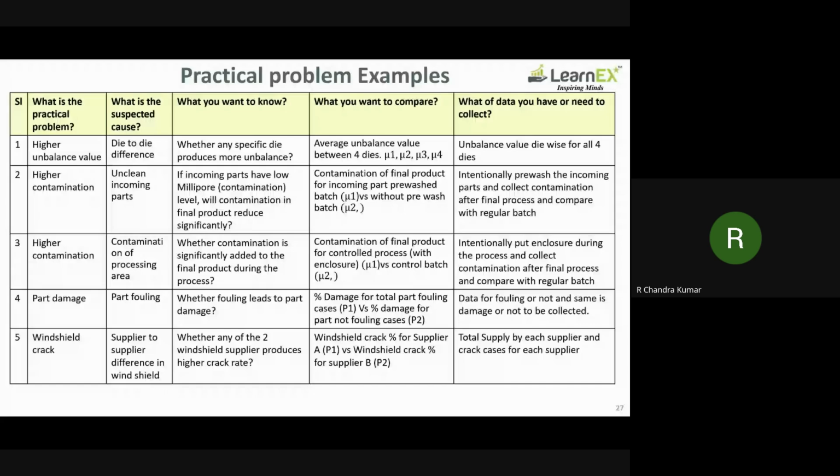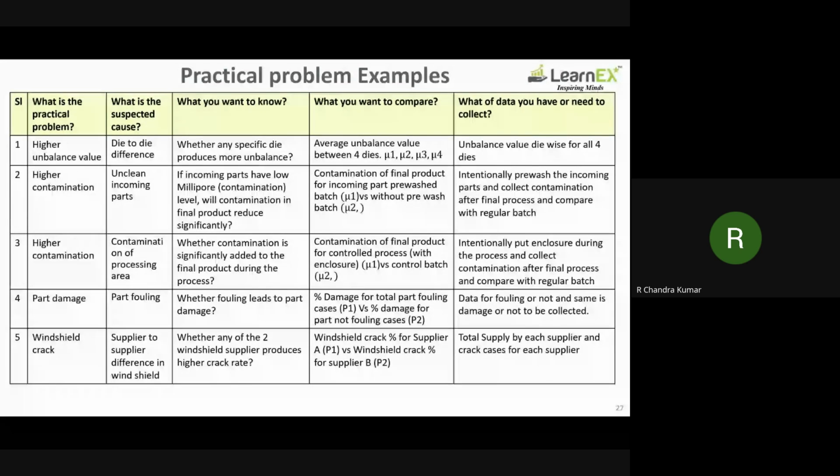Then I can intentionally pre-wash or pre-clean the incoming part. I will pre-clean for experimental purposes, and then I make sure that even if there is contamination in the incoming part, it is removed. It may cost extra for my experimentation, but it's for experimentation. I'm not going to do it every day. I collect the data of that pre-cleaned part and send it for assembly, and send the regular part for assembly. Then I compare contamination percentage, millipore value. Is there a significant difference between these two? If there is a significant difference, it means yes, the incoming part has contamination. So when I clean it and send it, I don't have problems.